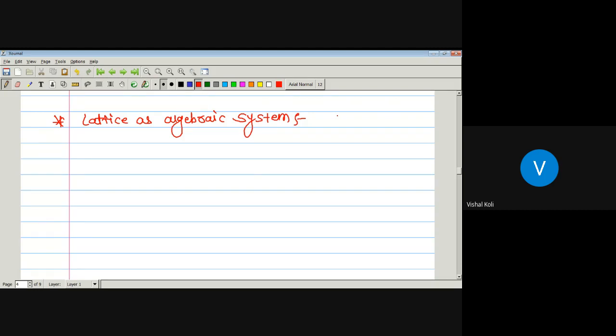Okay, so a set equipped with one or more than one operation is called an algebraic system. Now here we have to see lattice as an algebraic system. A lattice is a poset having every two element subset of that poset with a least upper bound and greatest lower bound. That is, it is a poset equipped with two operations, that is join and meet. So it must be an algebraic system.